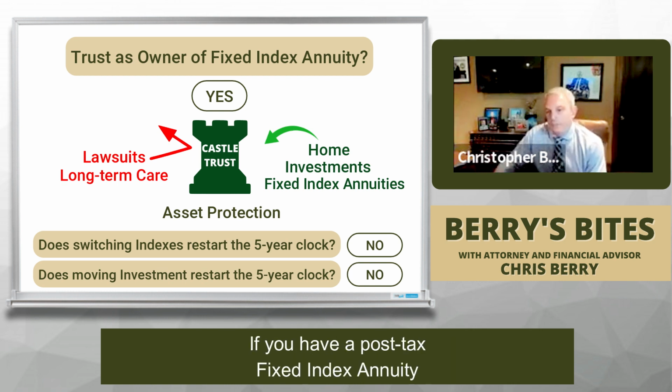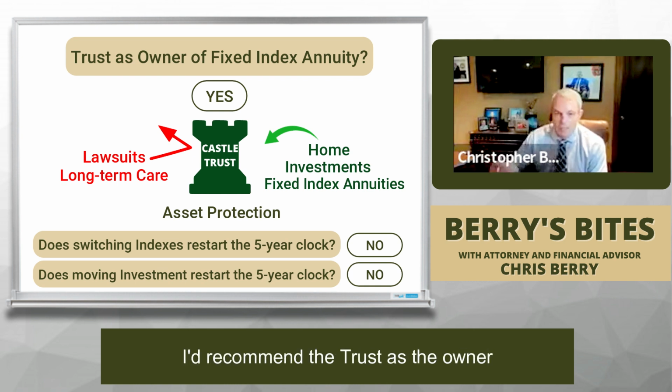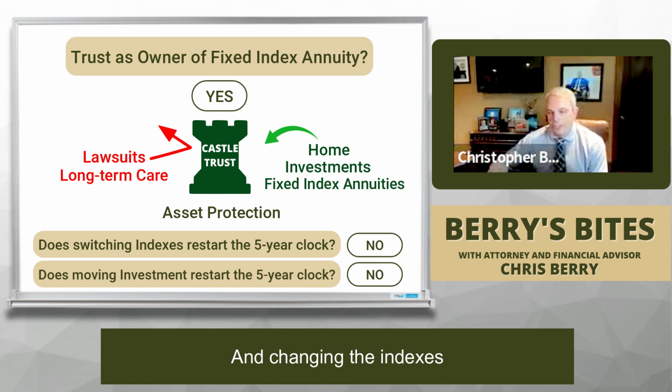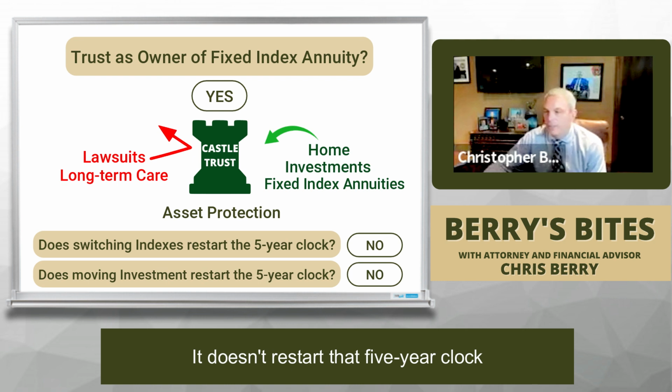So long story short, if you have a post-tax fixed index annuity and you have an asset protection trust, I'd recommend the trust as the owner, and changing the indexes or cashing that out. As long as you put the proceeds into a trust account, it doesn't restart that 5-year clock.